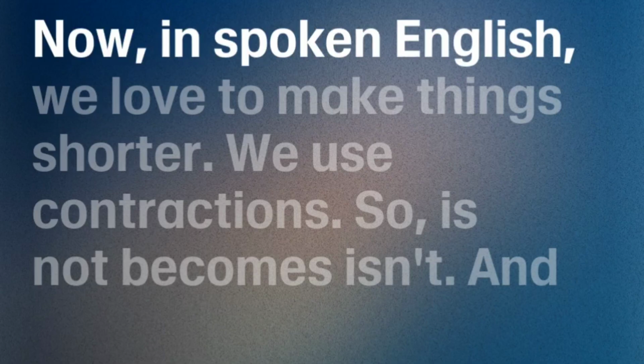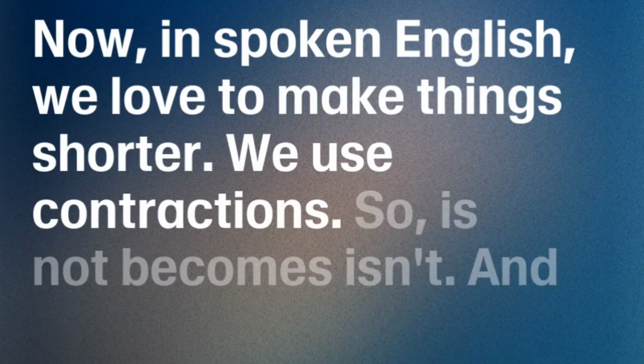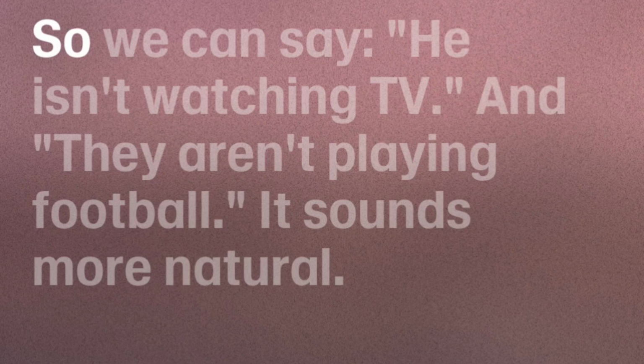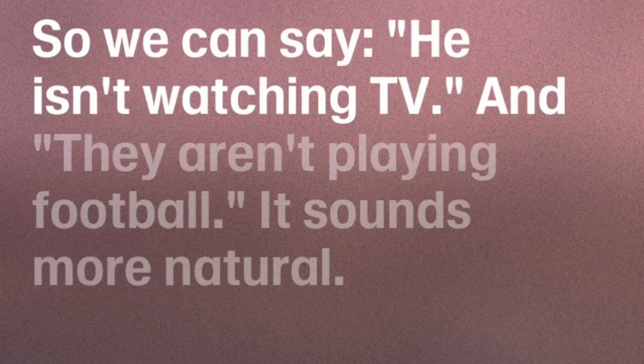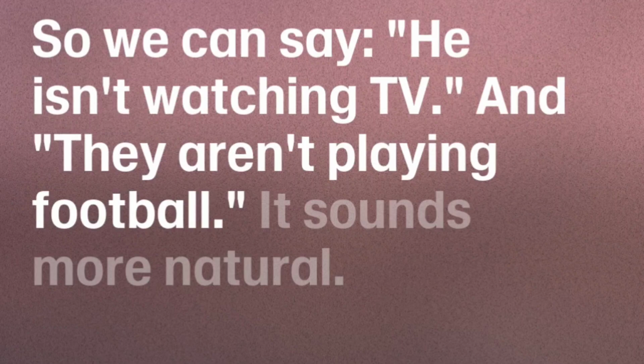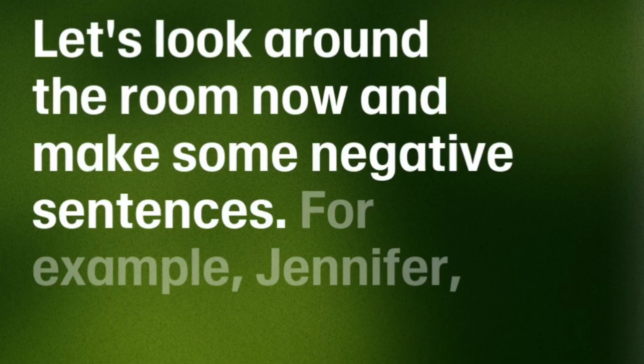Now, in spoken English, we love to make things shorter. We use contractions. So is not becomes isn't, and are not becomes aren't. So we can say, he isn't watching TV. And they aren't playing football. It sounds more natural. Let's look around the room now and make some negative sentences.